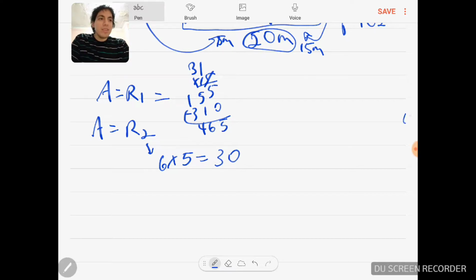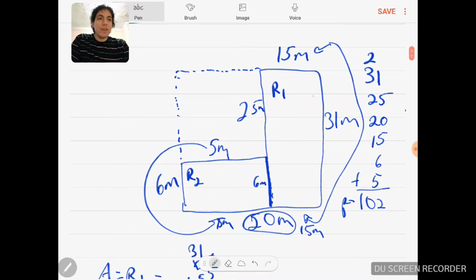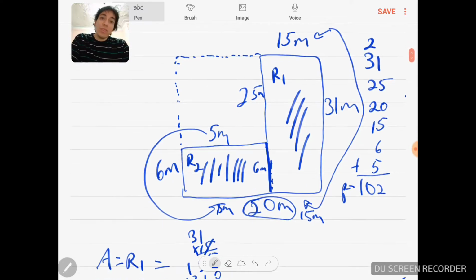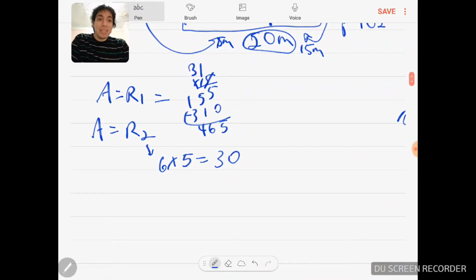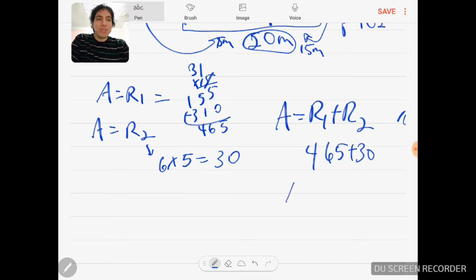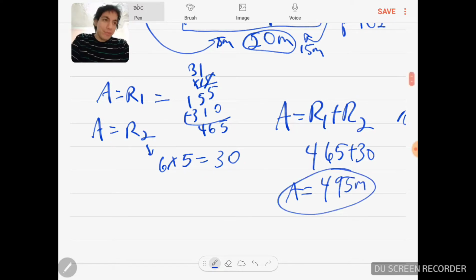So now the thing is, what you've done, essentially, you've only found the area for this, and you found the area for that, but you're still missing this little area here in the middle. Guess what you're going to do? You're just going to add up those areas. So for the area, I'm going to take rectangle 1 and add rectangle 2. Well, I'll give the answer. 465 plus 30, which is going to be 495 as your total answer. Meters, yes. You've got to always put that there.